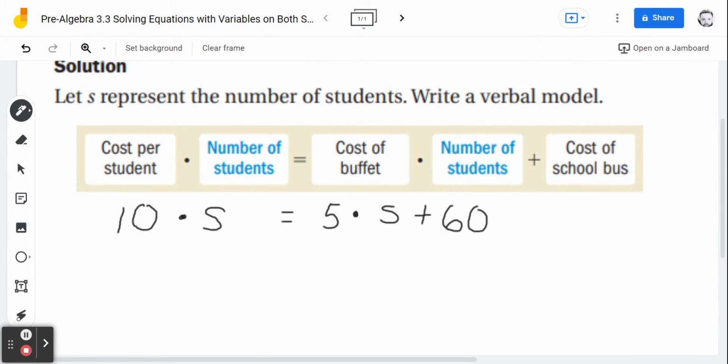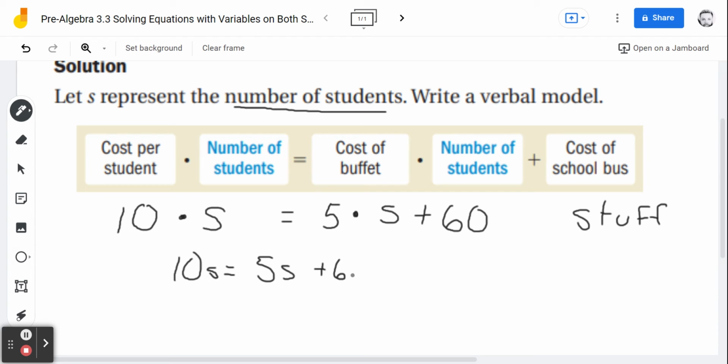So then, here's the situation. We want to know the total number of students. So we want to make this look like S equals some stuff. So what do you notice? Well, I notice that I have 10S on this side, and I have 5S on this side, and I need to make it look like S equals some stuff. So I need all the S's on one side.